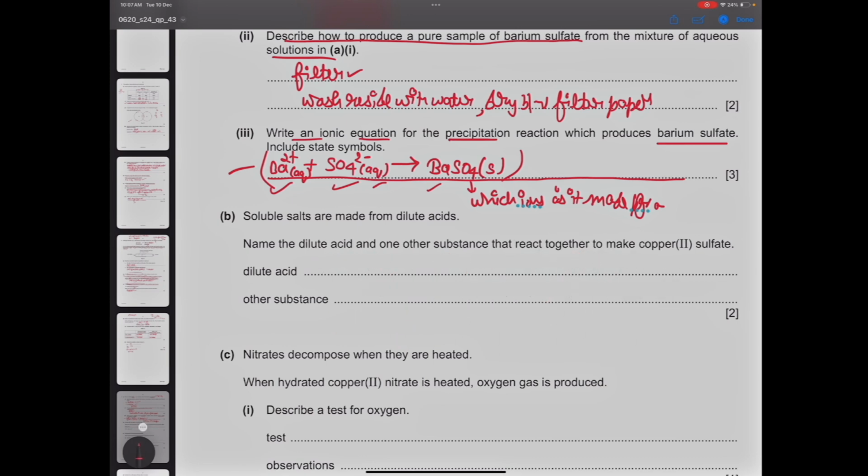Now, soluble salts are made from dilute acids. Name the dilute acid and one other substance that react together to make copper sulfate. So you can use sulfuric acid for the sulfate part, and they are mentioning acid, so that is why sulfuric acid. Now, for the other substance you can use the excess method, that is copper oxide. Also just make sure to mention the oxidation state, so write it down like this: copper(II) oxide.